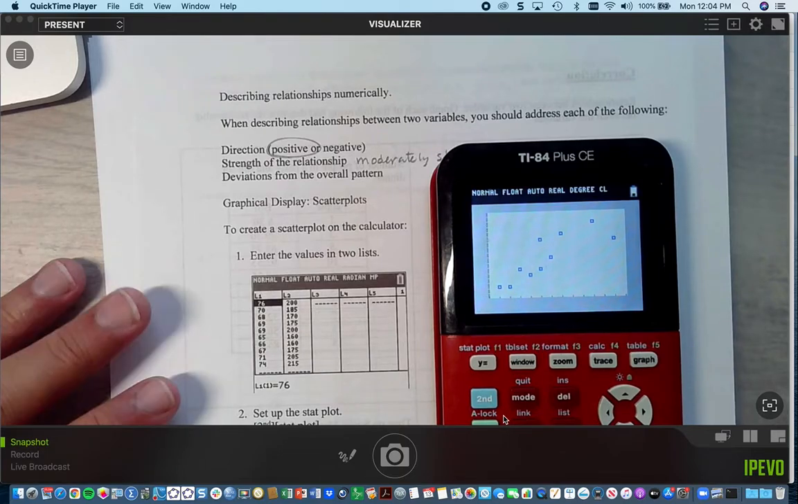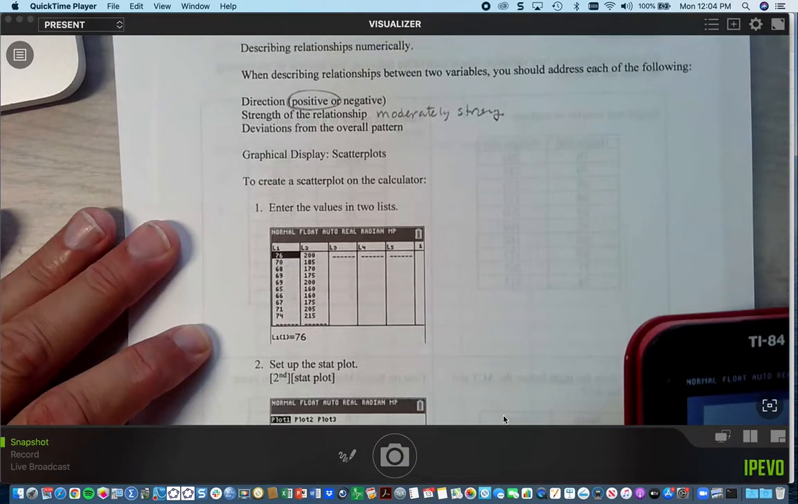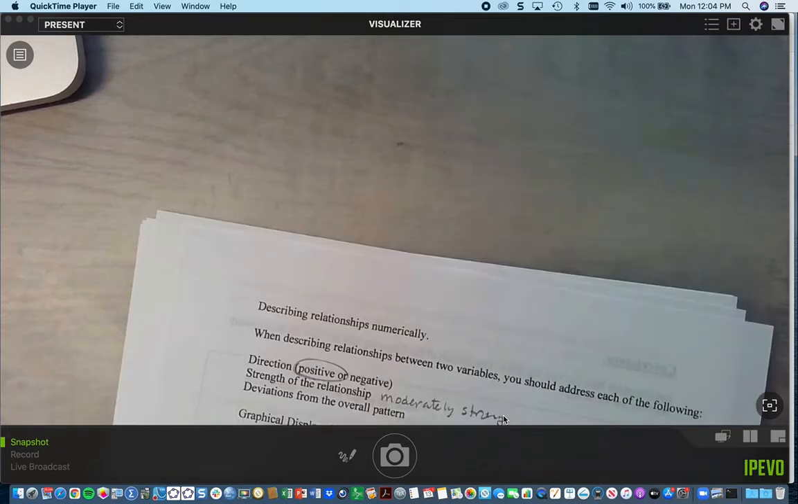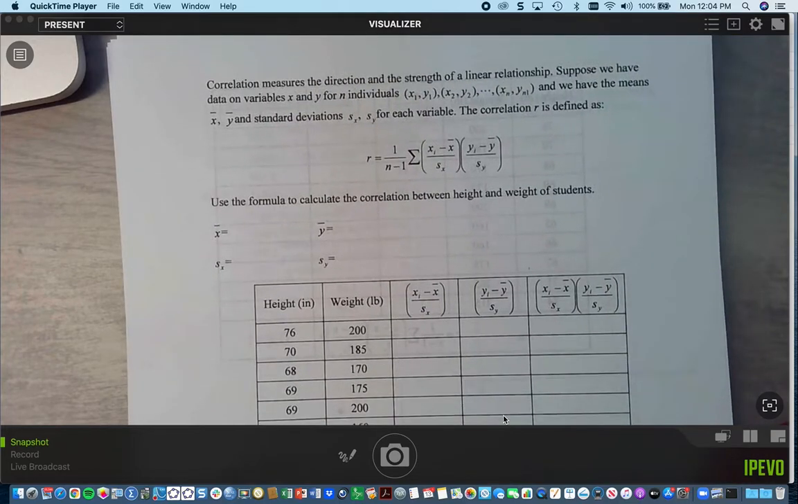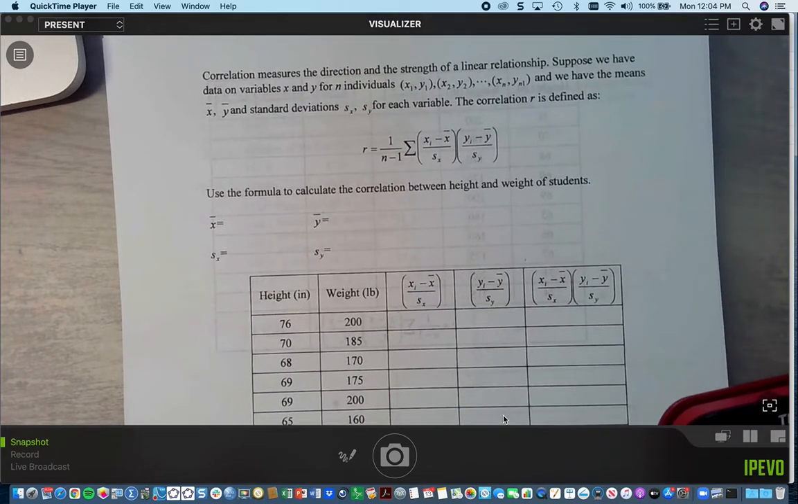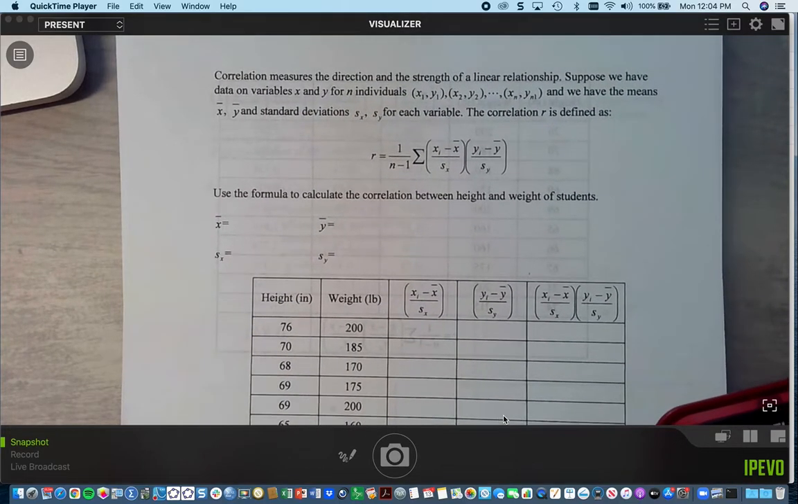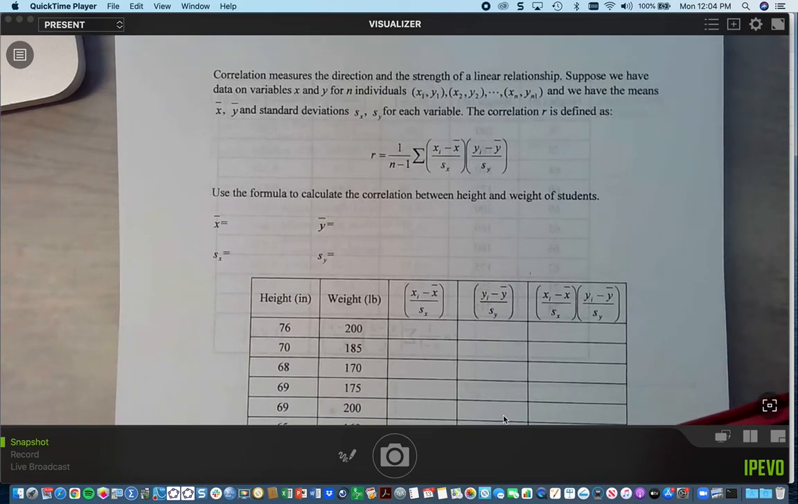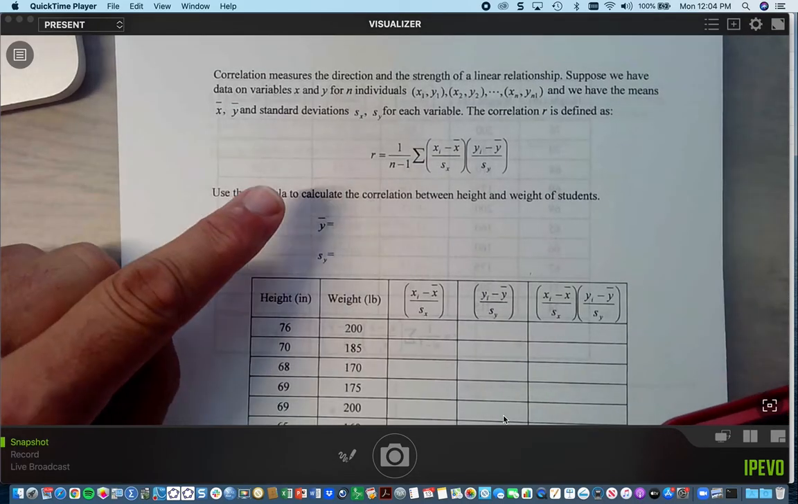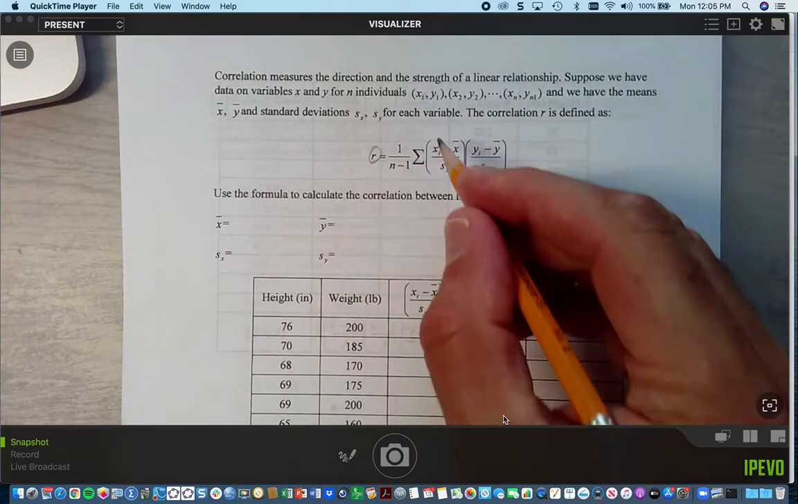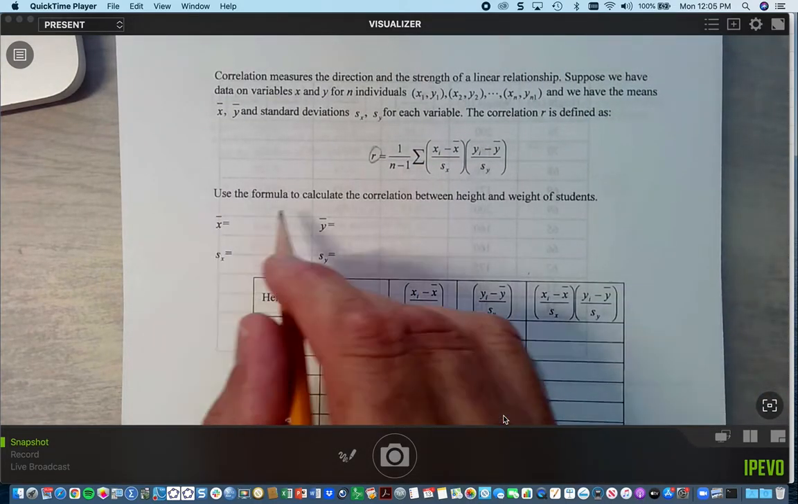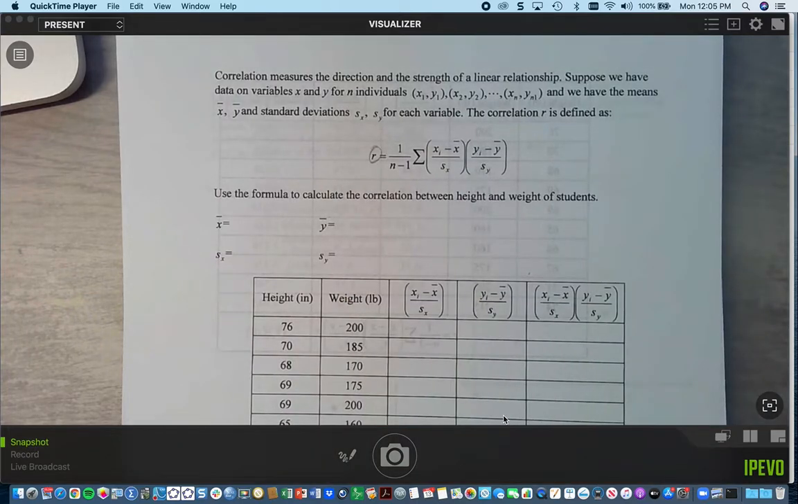Okay, now the next thing I want to look at is how do we measure the strength and the direction of the relationship? Okay, and we have a way to do that, just like we had a way of measuring center and a way of measuring spread with univariate data. Now we've got this statistic. It's called the correlation coefficient. And the correlation coefficient measures the strength and the direction of a linear relationship.